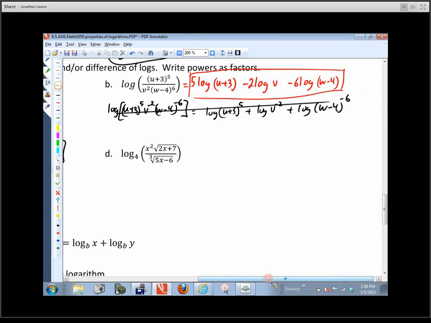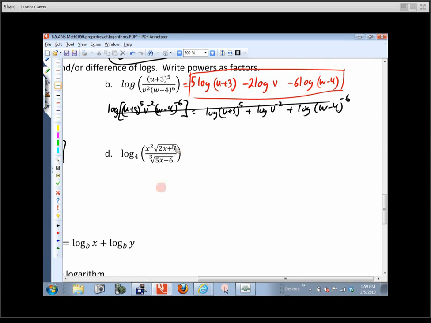Now, with a little bit of practice, you can look at that and just write down how many terms I would have. Three, because I've got three factors: two factors on the top and one factor on the bottom. So I'm going to have three different terms. How many are going to be positive? Two of them, because they're on the top, and only one of them is going to be negative.